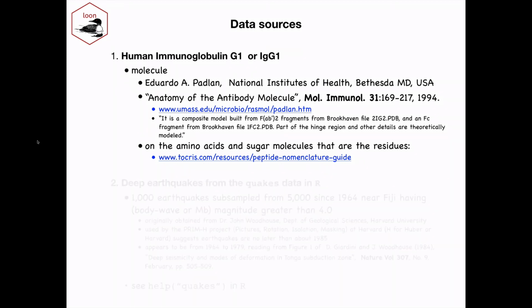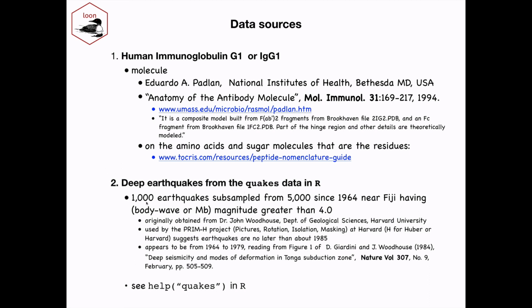And the quakes data are the deep earthquakes. It's a subset of 1,000 earthquakes from those 5,000 earthquakes that the authors of the Nature article back in 1984 had gathered. In the R help for this data set, it says it's originally obtained from John Woodhouse, one of these authors. So this comes from the PRIM-H project, which takes its name PRIM from Pictures, Rotation, Isolation, and Masking, first introduced by Tukey and Friedman on the PRIM-9 project. H stands for Harvard, or alternatively Peter Huber. And this is a project that was going on in the late 70s, early 80s.